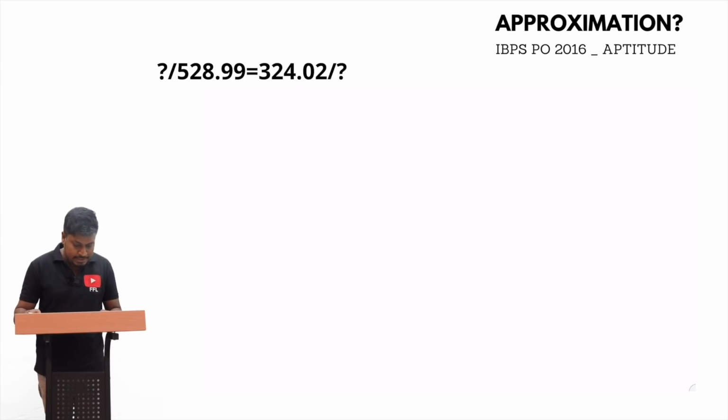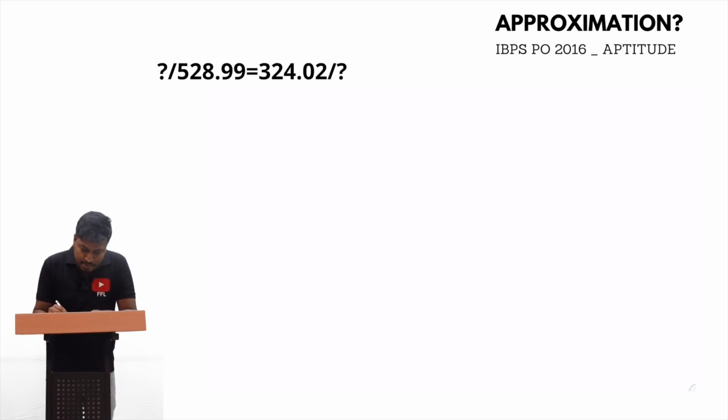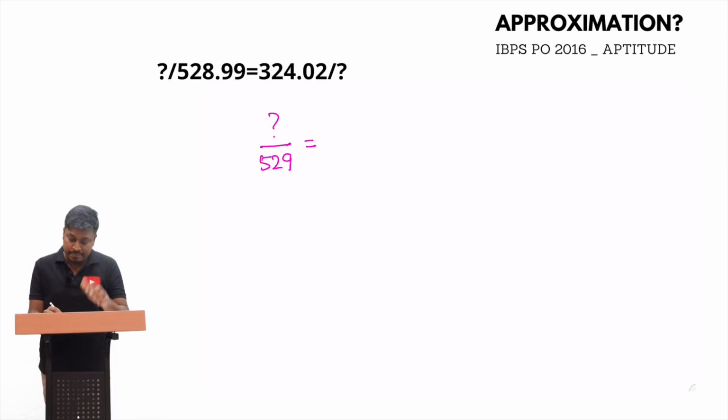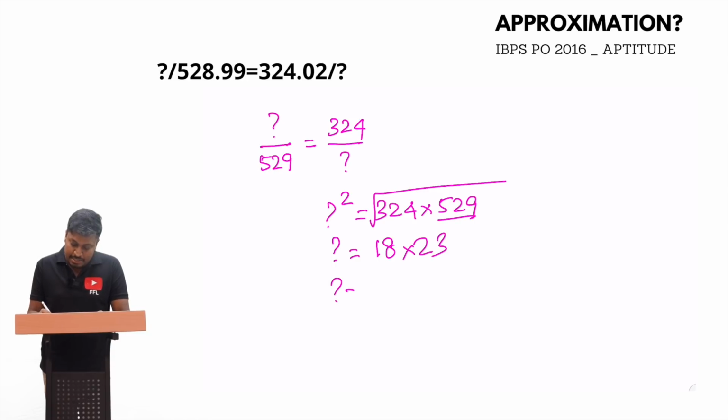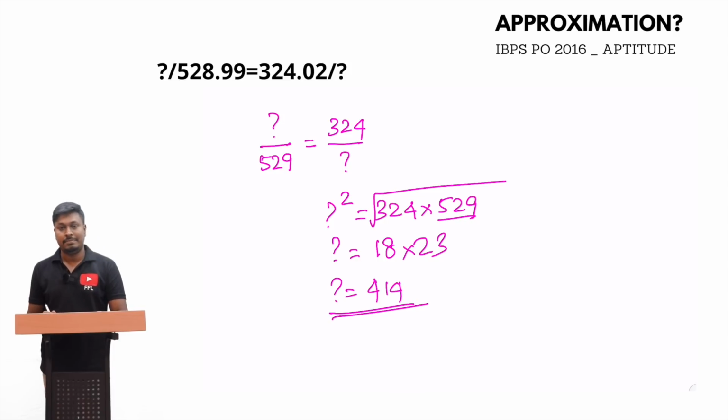So now entering into the third question. So question mark divided by 528.99, this can be written as 529 approximately, is equal to 324.02. So we can write this as 324 by question mark. So question mark square is equal to 324 into 529. So question mark is equal to the square root. Square root of 324 will be 18. Square root of 529 will be 23. So when you multiply it, it will be 414. That's it. Simple, right? So the answer for this question is 414.